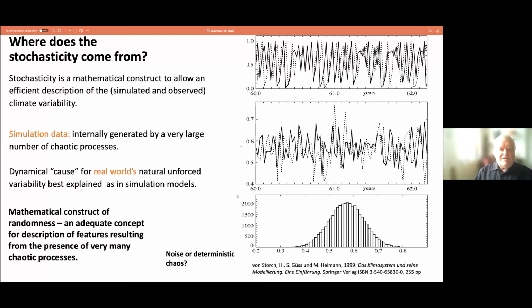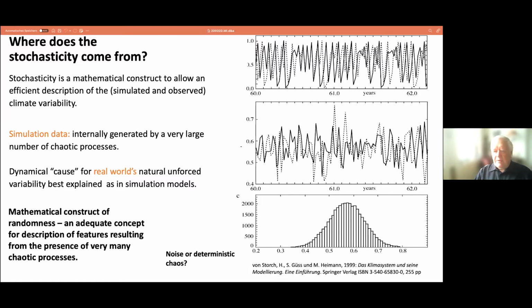Another issue is, where does the stochasticity come from? It is a mathematical construct to allow an efficient description of simulated and observed climate variability. In case of simulation data, this is internally generated by a very large number of chaotic processes. If you repeat the same calculation really identically, with the same computer, with the same compiler and all this, then you get the same numbers.